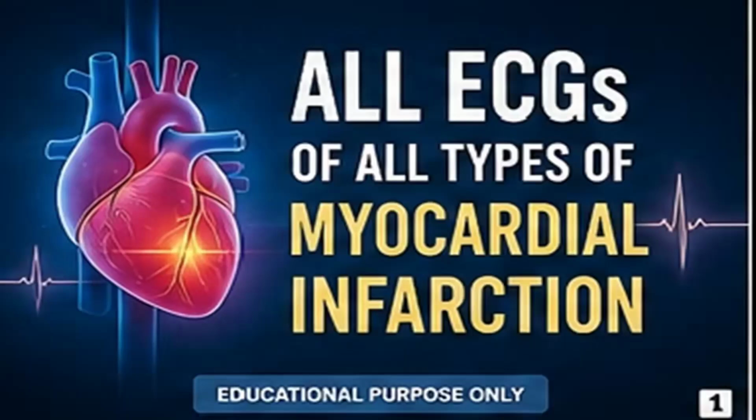Welcome. In this video, we will learn how to identify different types of myocardial infarction or heart attack using ECG findings. By the end, you will be able to recognize ST elevation MI, non-ST elevation MI, anterior, inferior, lateral, septal, posterior, right ventricular infarcts, and important ECG patterns like Wellens syndrome. Let us get started.